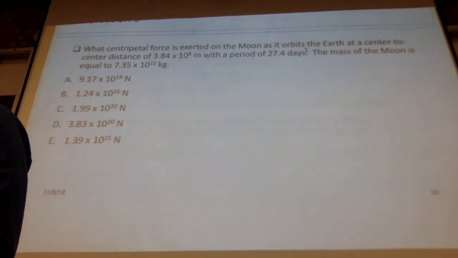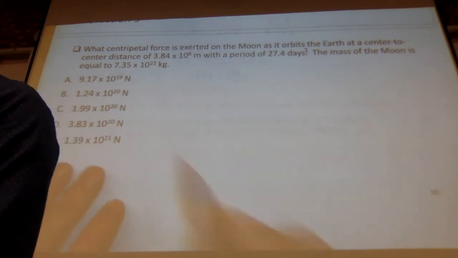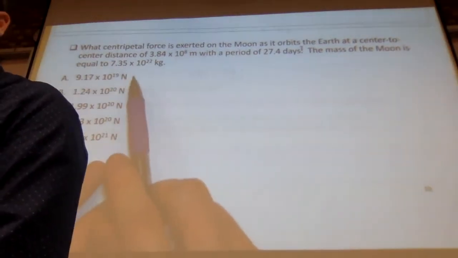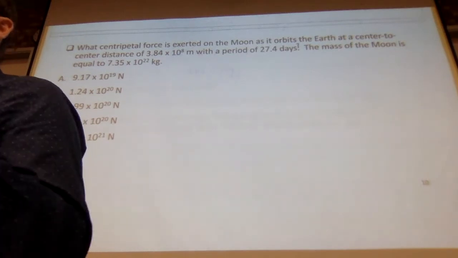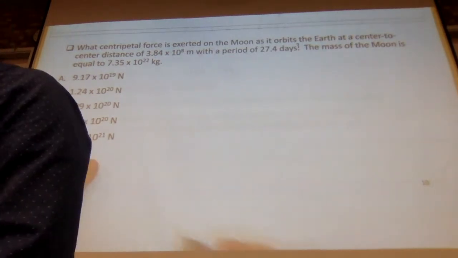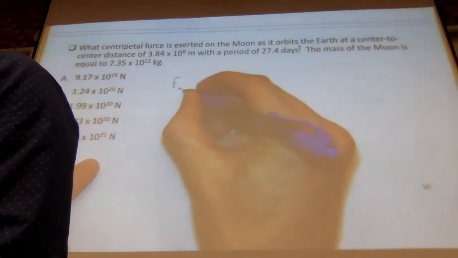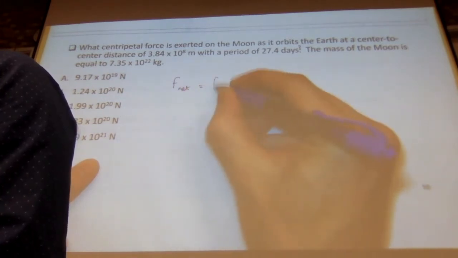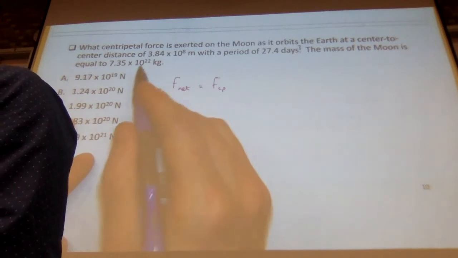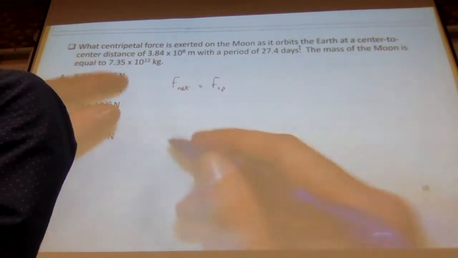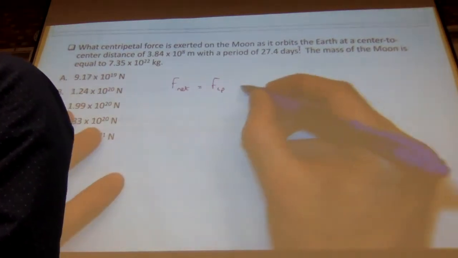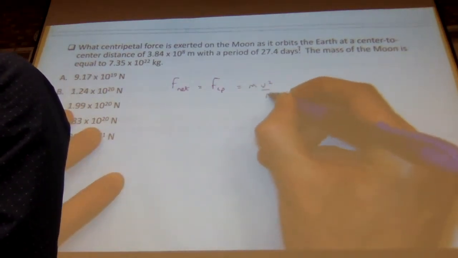Yes, the numbers are big and awkward and they've got scientific notation, but I'm asking for the centripetal force. In this particular case, there's only one force acting on the moon, causing it to rotate around the Earth. So F net equals the F_CP here. Maybe I didn't talk about centripetal force, maybe that's confusing, but F_CP is only one force. It's the force that causes the centripetal acceleration, mv squared over r.